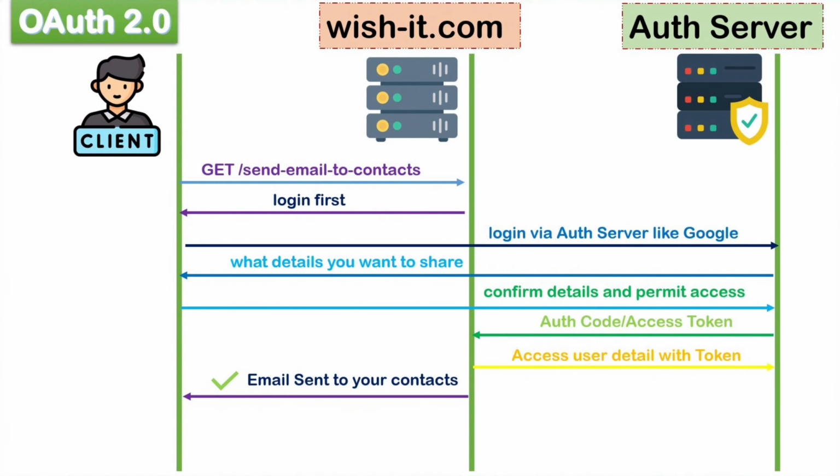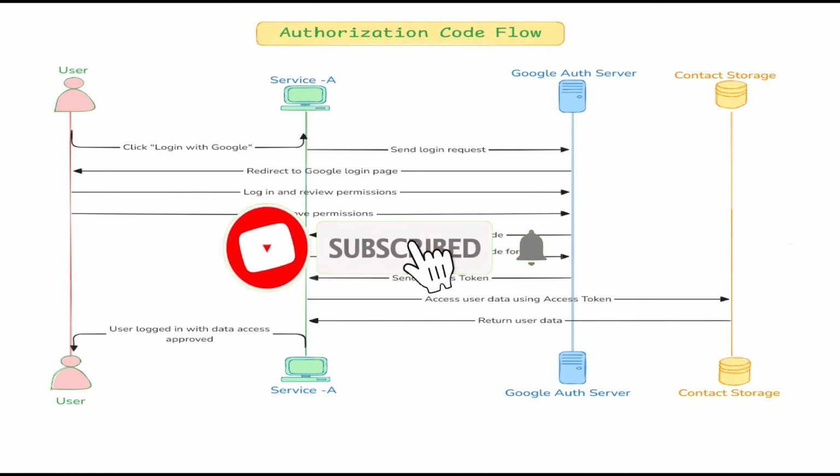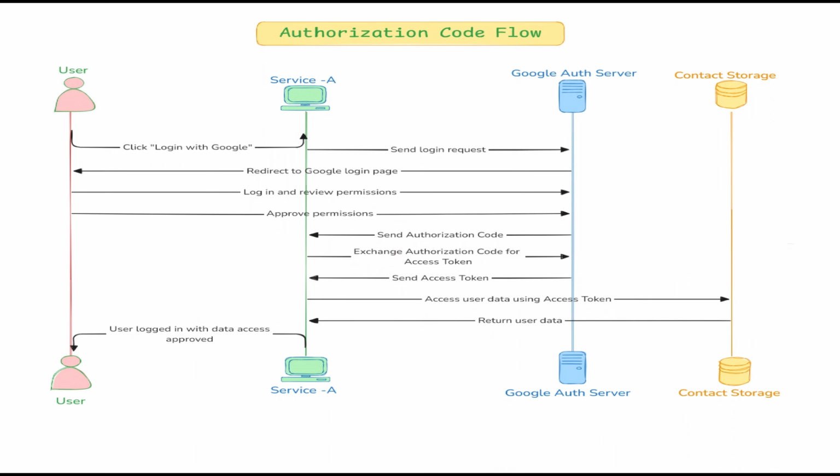OAuth supports different flows based on different use cases. The most common flow is authorization code flow. This flow is used when you need to log into a website through a third-party service like Google. It is mainly for server-side applications where security is a top priority. It also ensures that a website doesn't directly handle your username and password. Let us see step by step how this flow works.